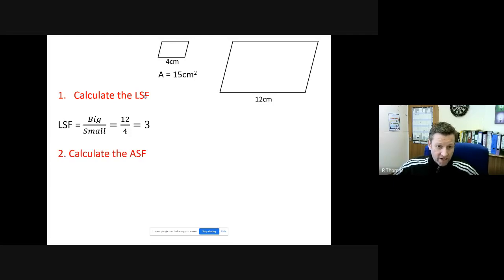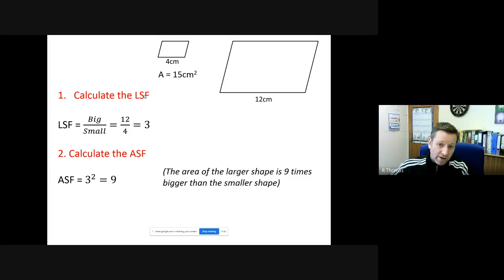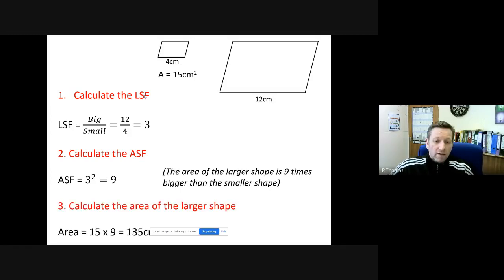Now the area scale factor is that squared. So the area scale factor is 9. So to get the area now of the bigger parallelogram, I'm just going to do 15 times 9, which gives me 135. Don't forget the units, centimeters squared.